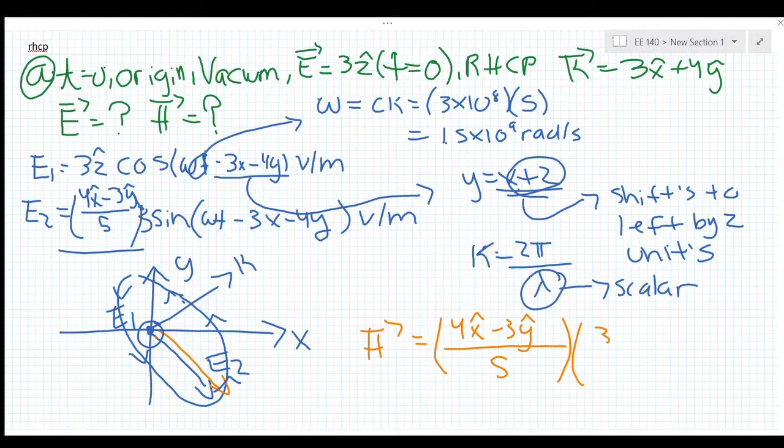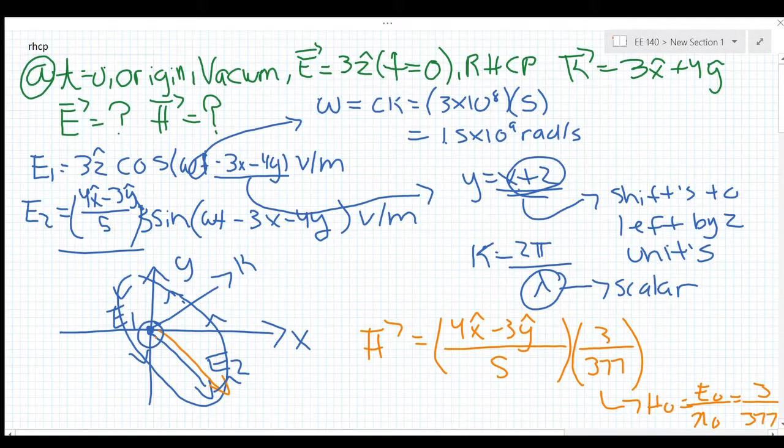And that's our direction, and then our magnitude will be 3 over 377. We get this because H naught is equal to E naught over eta naught. E naught is 3 and eta naught is 377. And then the cosine, and our space and time components are identical to the E field.